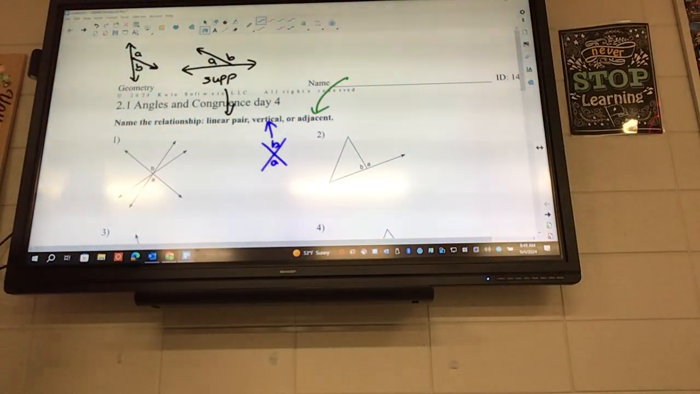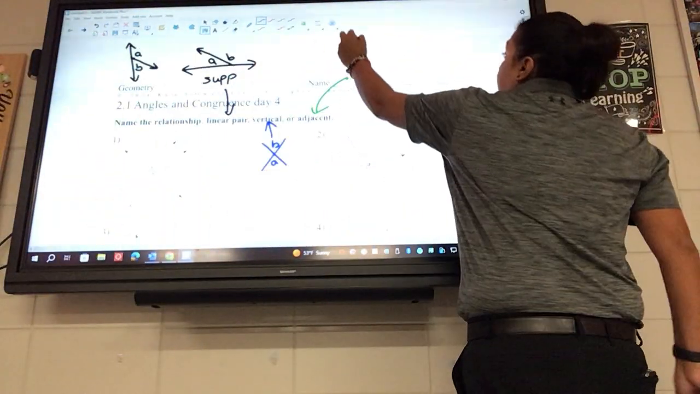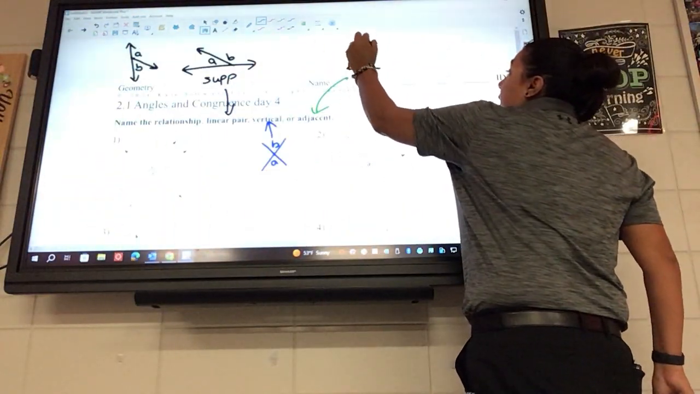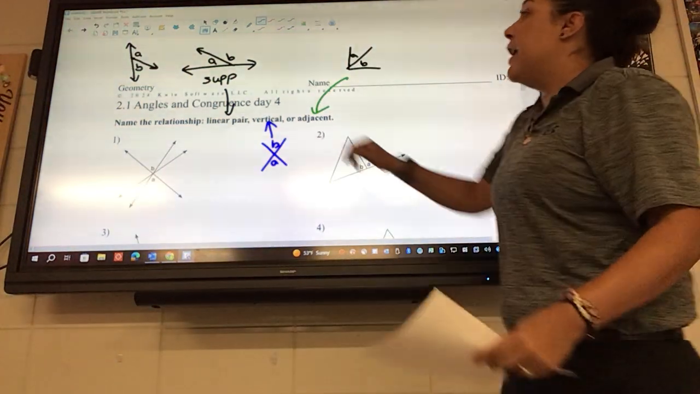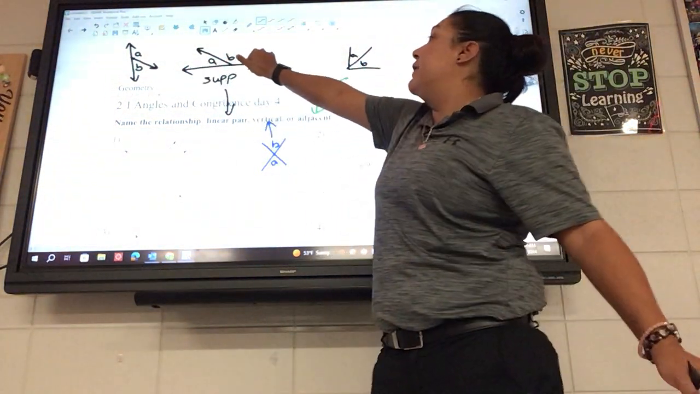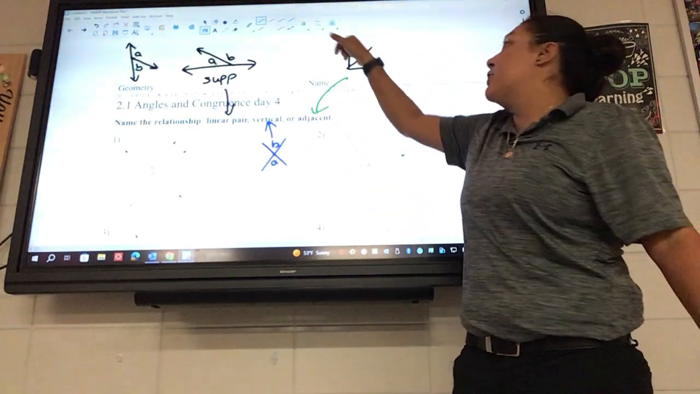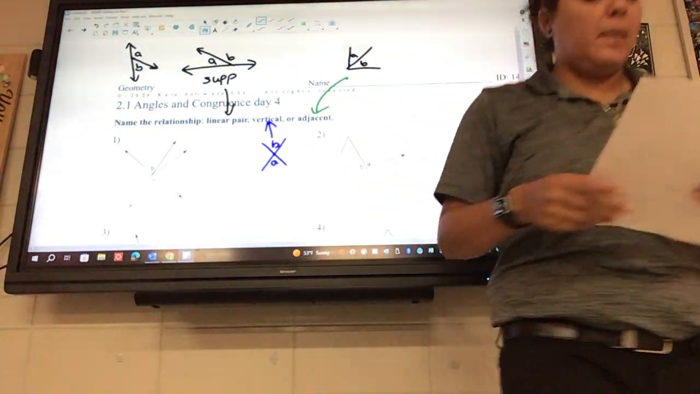So if we're looking, I don't know how else to draw, this could be an example of an adjacent, AB. It does not make a straight line like the supplementary does, but they are still next to each other.